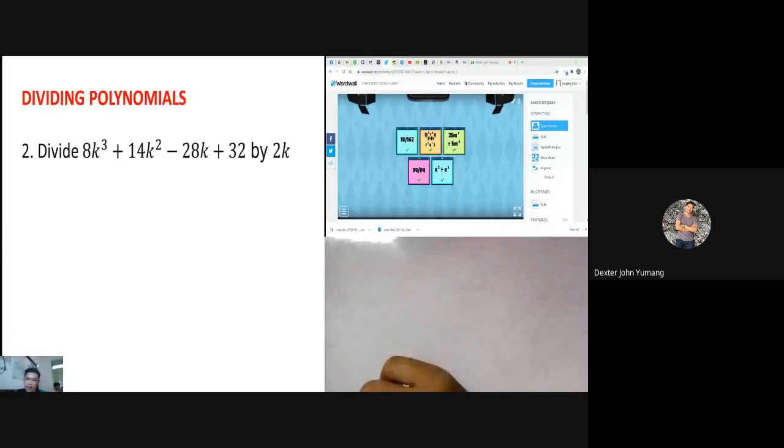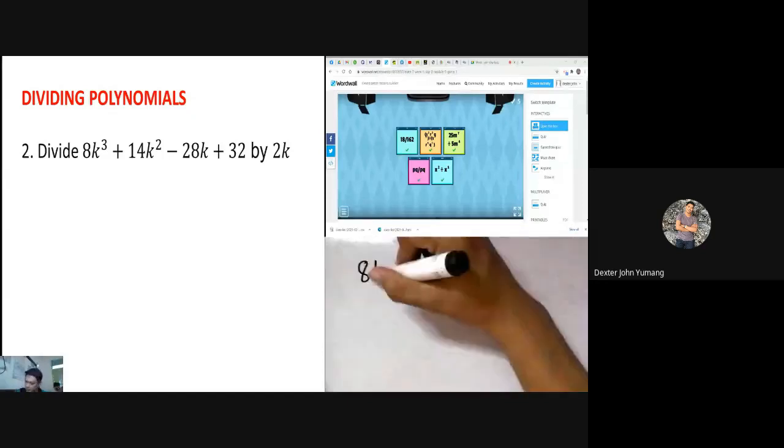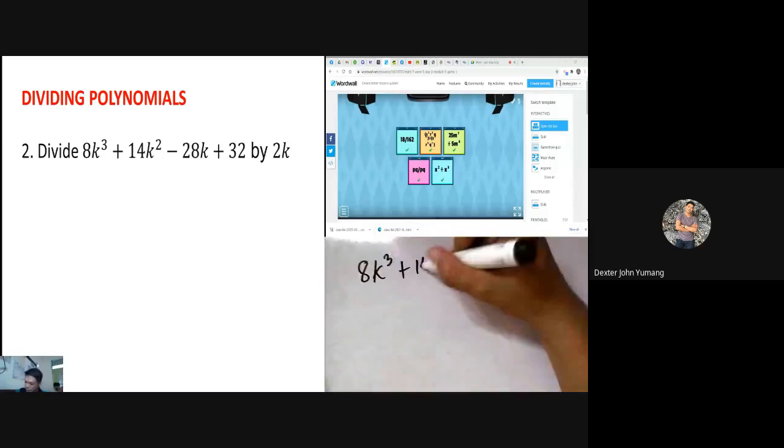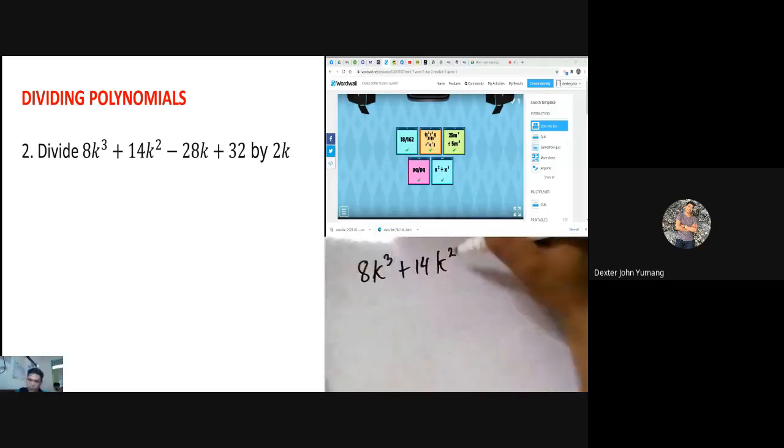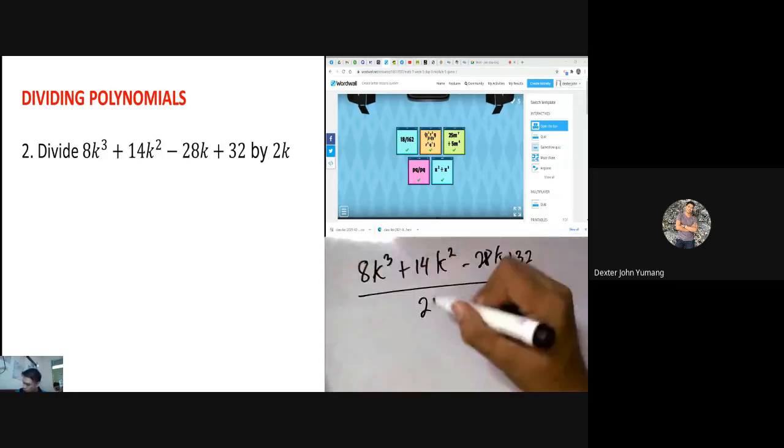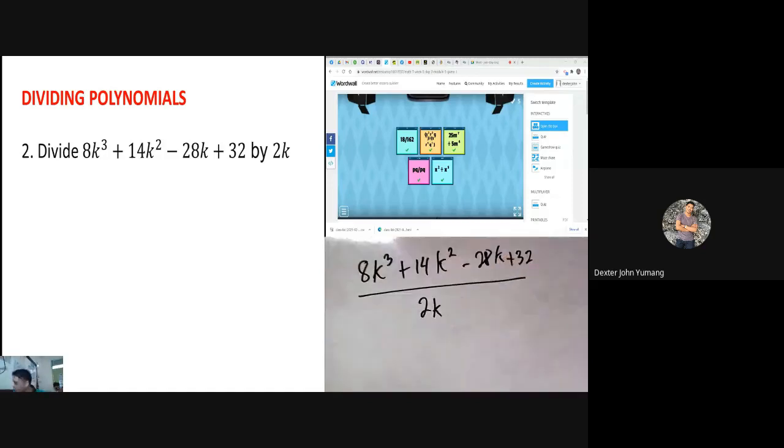8k cubed plus 14k squared minus 28k plus 32 by 2k. Now you are given 5 minutes for this. Ay, class, kulang ng given. That's 32k. Can we double check? 32k po ang last. 8k cubed plus 14k squared minus 28k plus 32k.